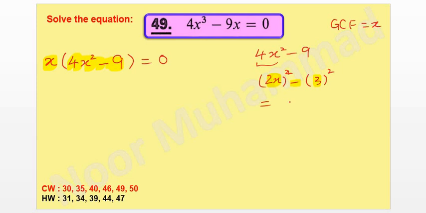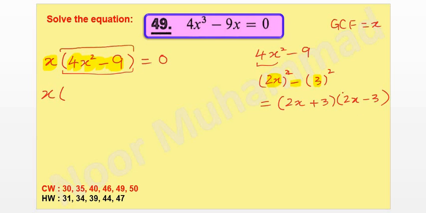And how do we write the answer for such cases? We take the terms, and once we add them, and once we subtract them. So this is the answer. How can we factorize this thing? The x is the first factor, and this factor can be factorized in this way. So it is giving us two factors, 2x plus 3 and 2x minus 3 equals 0.